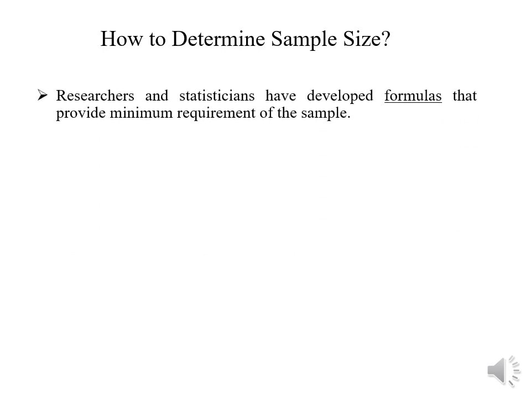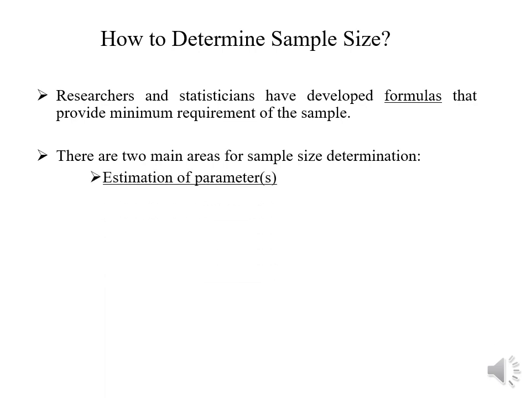So, how to determine sample size? There are different formulas. Researchers and statisticians develop formulas. There are two main areas of sample size determination: estimation of parameters, and hypothesis testing of parameters. Parameters are basically the characteristic of interest in the population, comparable to the characteristic of interest in the sample, which is known as a statistic, right? And hypothesis testing, hypothesis is basically a claim, right?